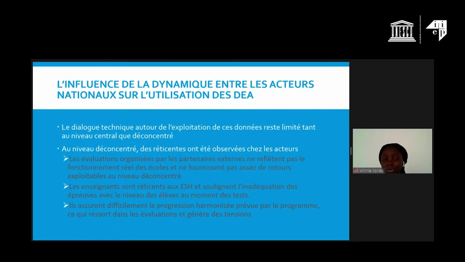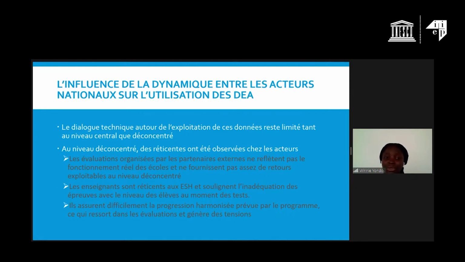The technical dialogue is limited both at the central and decentralized level. At the central level, we have agents, technical agents, who can use the learning data, but we have noted that these skills are not fully used.